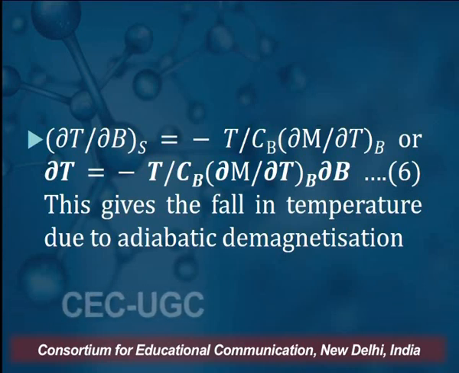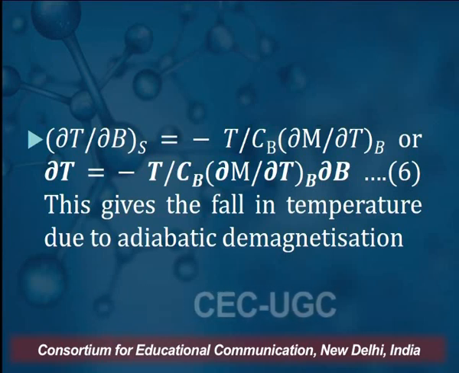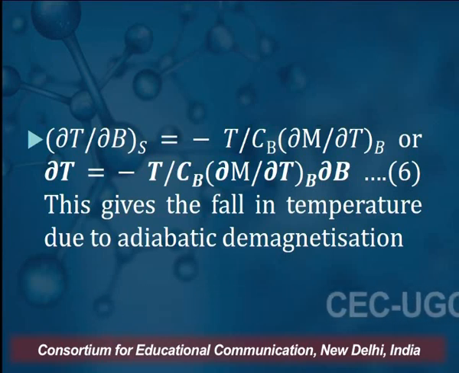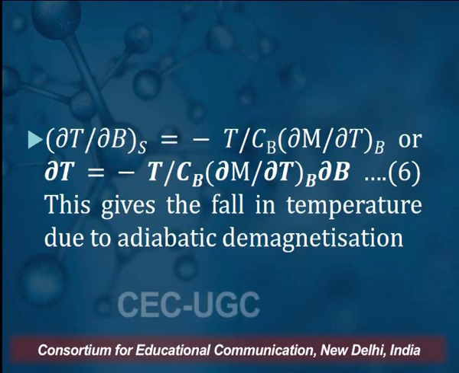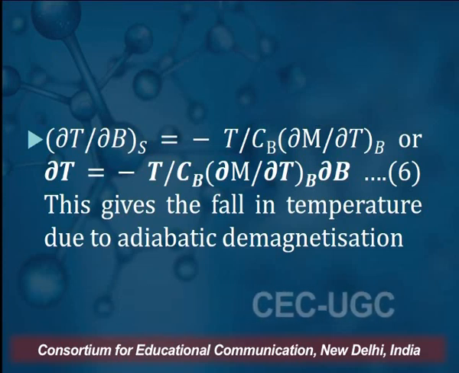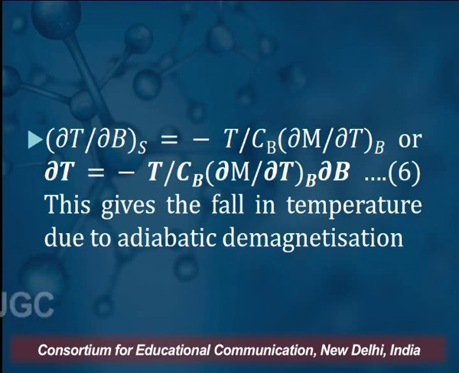Now why are we saying it is a fall? Because as you can see, already a negative sign is appearing in equation 6th. Now because we have the case of demagnetization, so delta B also has to be negative. Further, we are taking delta M by delta T for a paramagnetic salt, which is again negative. So we get delta T as negative.